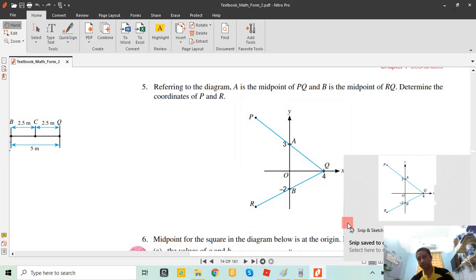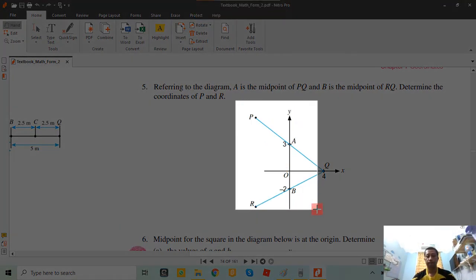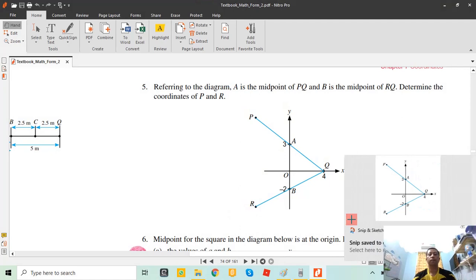Okay, wait. Okay, diagram. Let me copy again. Okay.